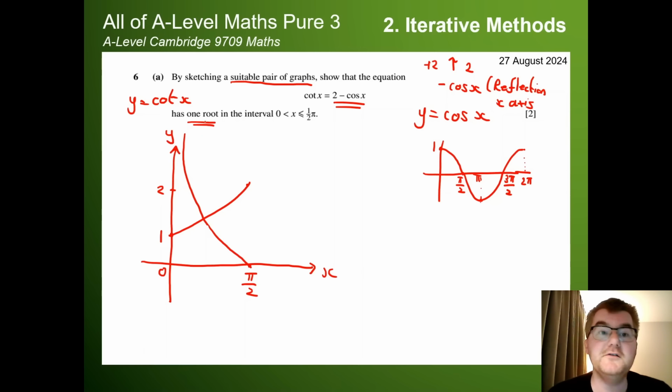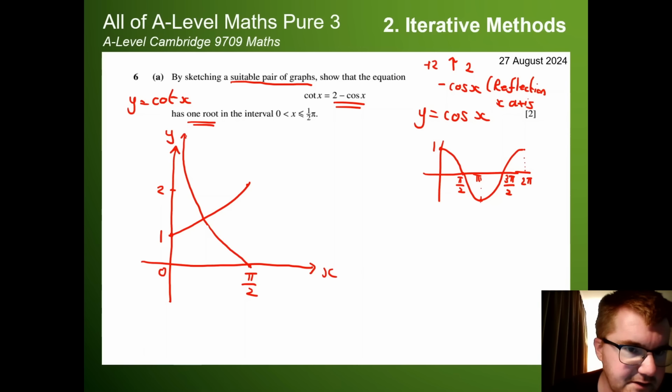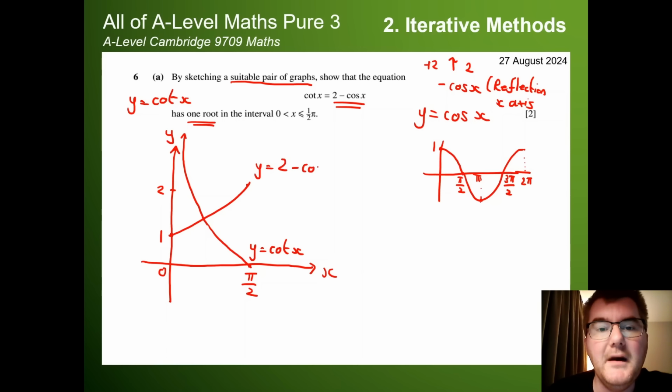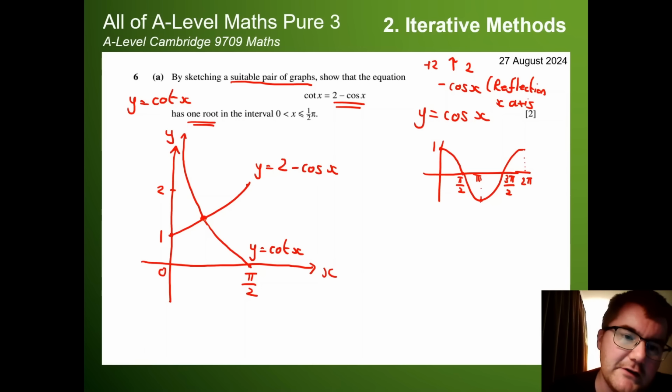Remember, the cot function goes off to infinity pretty quickly, so it's going to go in this direction. And we can see from the diagram that we've done, I would always label this. So this is y equals cos x. This is a sketch of y equals 2 minus cos x, that the graph only crosses once here. So we only have one intersection point here.